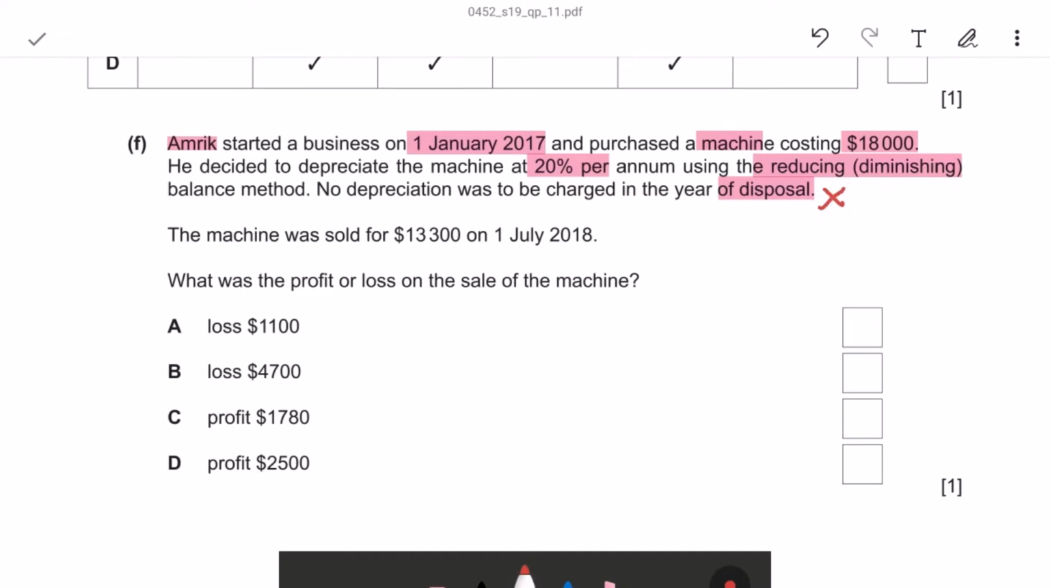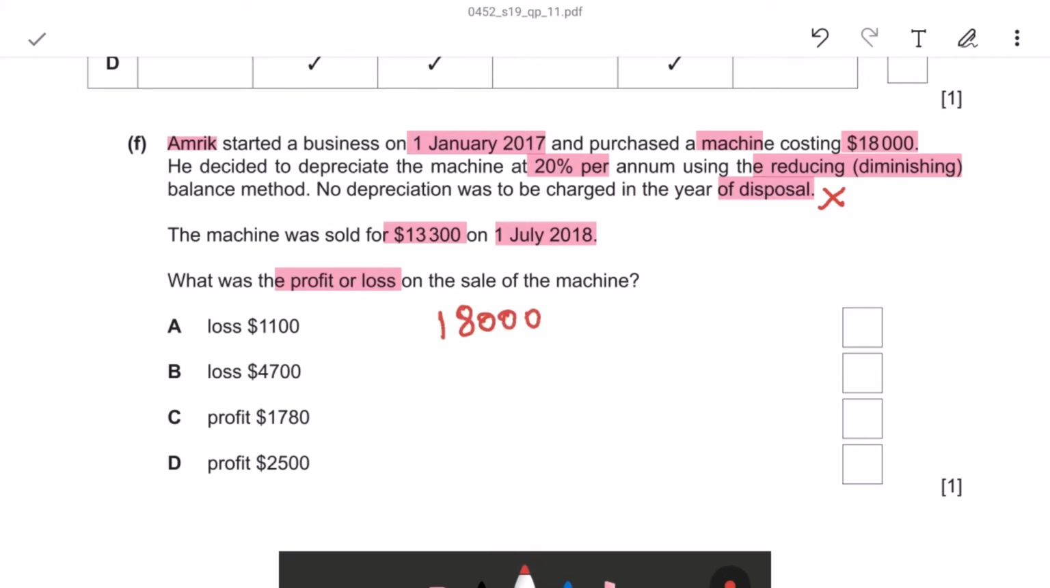So, what is the question? The machine was sold for $13,300 on 1st July 2018. What was the profit or loss on the sale of the machine? Let's check. First, the cost of the machine is given. $18,000 is the cost of the machine.